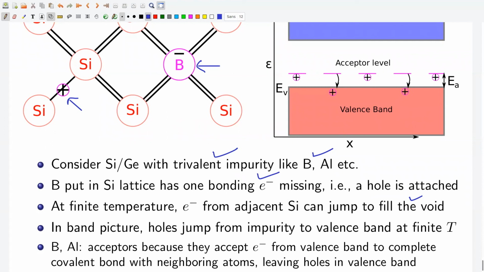In band picture, holes jump from impurity to valence band at finite temperature. Boron and aluminium are known as acceptor atoms because they accept electrons from the valence band to complete the covalent bond with neighboring atoms, leaving holes in the band. Similar to the electrons, the Bohr model applies for holes as well.